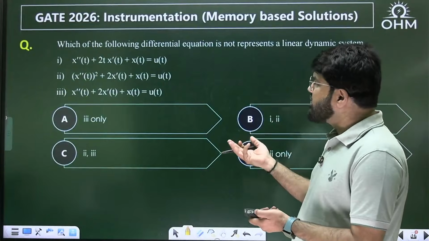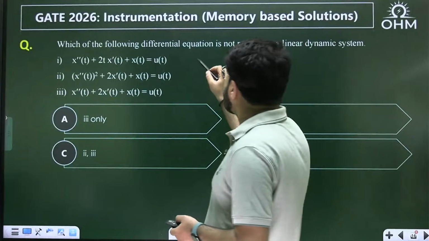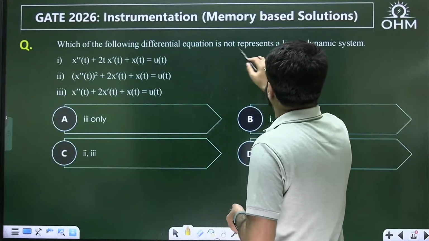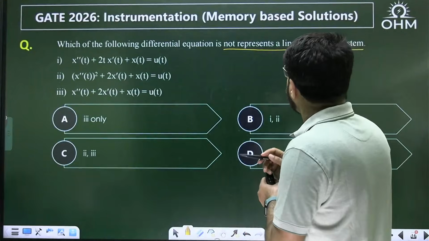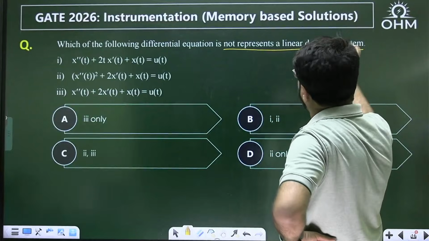Okay, again on classification. See, 2 questions only on classification. What is there? Which of the following is not representing a linear dynamic system? I think the question, what I got from one of the students, is not linear but dynamic.